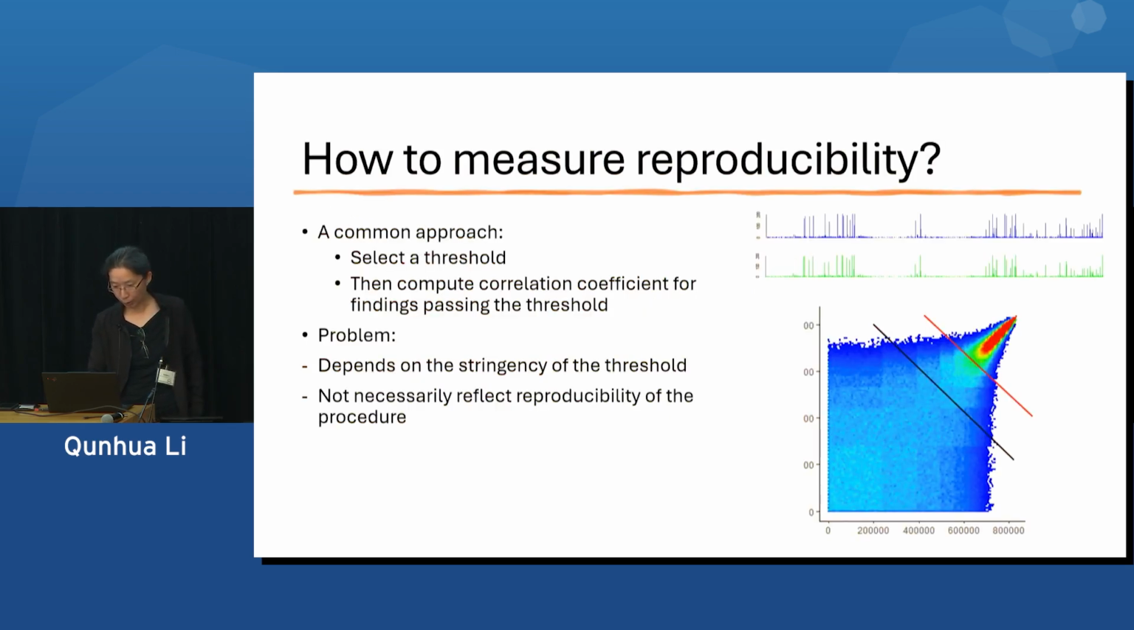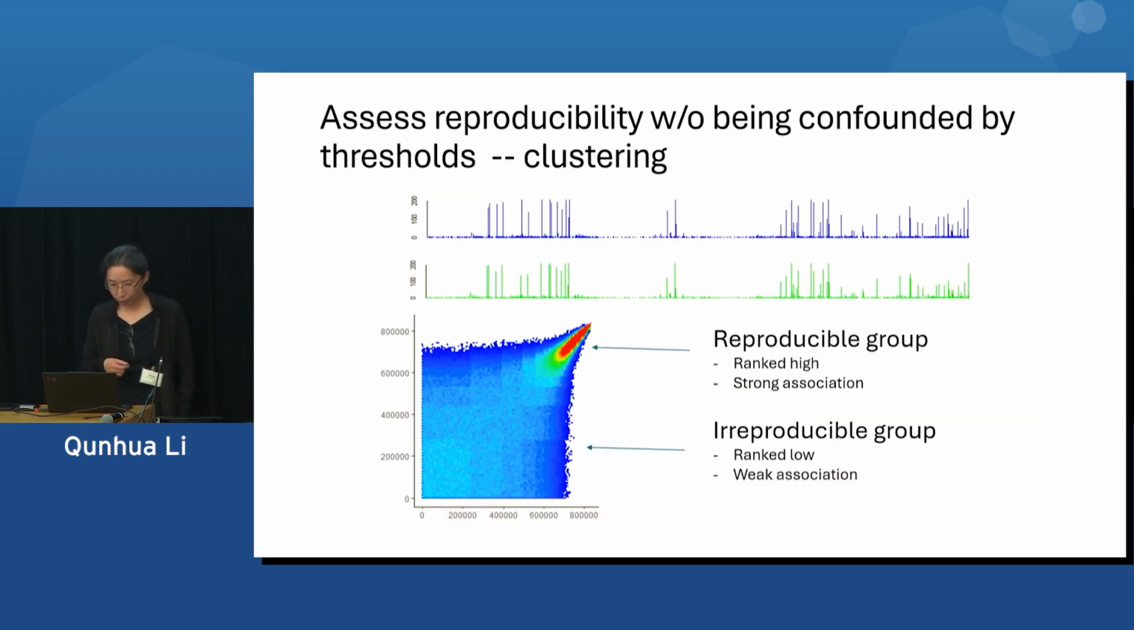As you can see, what I'm plotting here are two replicates, and they are ranked. This is chopped a little bit. You can see that if you threshold here versus here, then the reproducibility of your findings will be different. So if you do the threshold first and then assess reproducibility, for example by the correlation, the result would not necessarily reflect the reproducibility of the procedure, but it's confounded with the threshold.